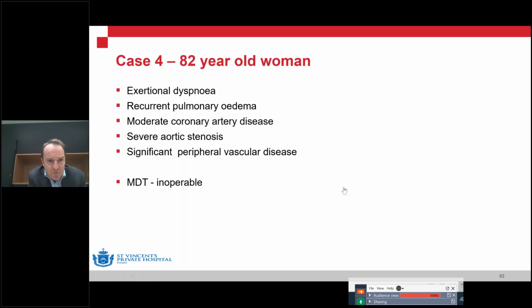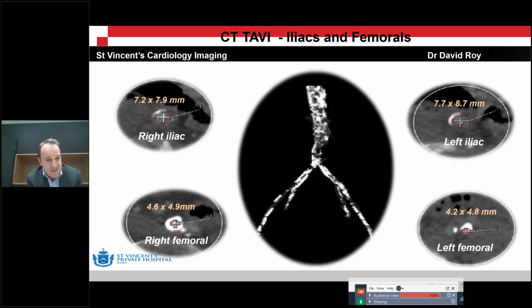So case 4, an 82-year-old woman with exertional breathlessness. She had recurrent pulmonary edema, moderate coronary artery disease, severe aortic stenosis, and significant peripheral vascular disease, and was deemed by the heart team meeting or the MDT to be inoperable by the surgical team. Her CT showed severe lower limb peripheral vascular disease with no good access options to get our TAVI device in through the typical transfemoral approach.